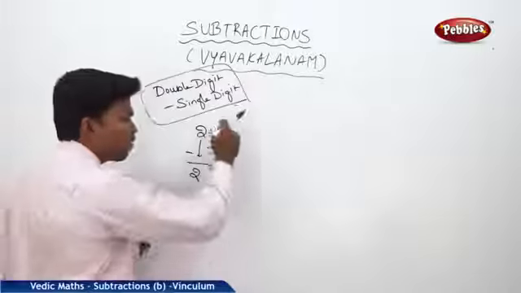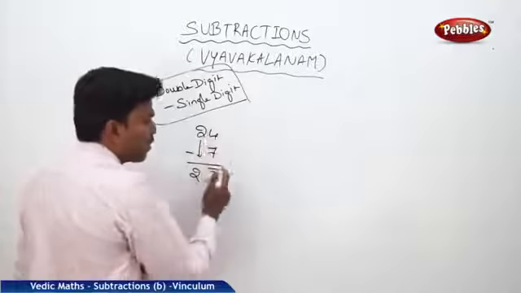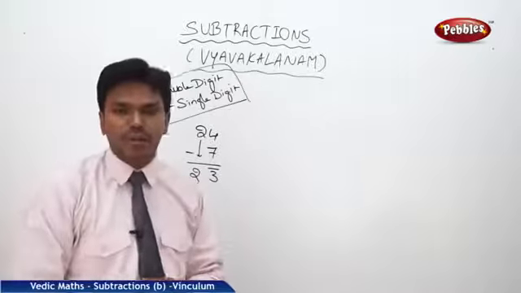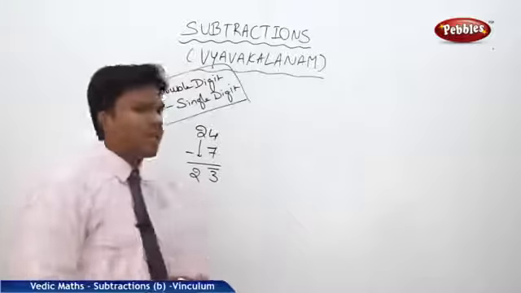We did not do 4 minus 7. We did 7 minus 4, but putting a bar on it. That means it is a negative 1. Its meaning is a negative 1. Now it is 2, 3 bar.